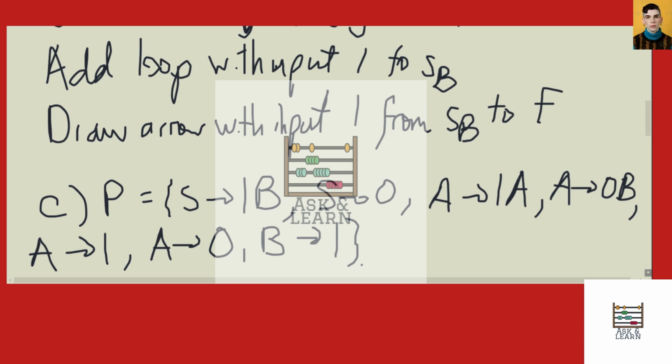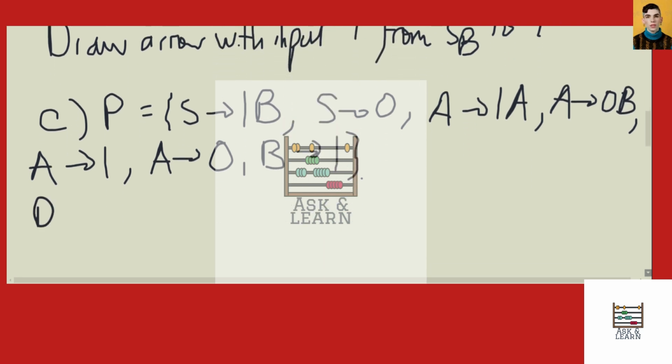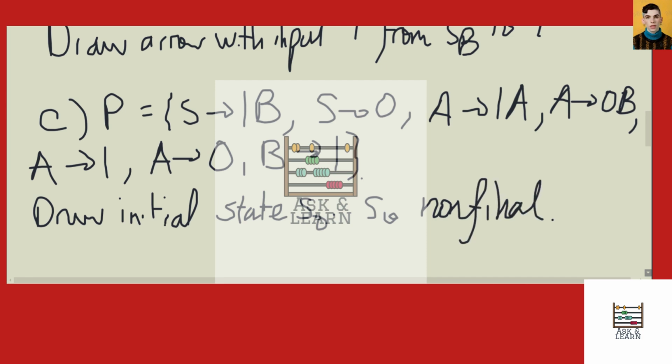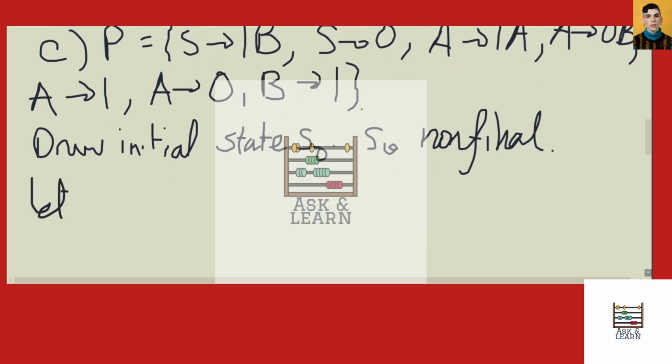And first, we're going to draw an initial state, S0. And this, of course, corresponds to the non-terminal symbol S. And we have that since S can be replaced by lambda is not one of the productions, it follows that S0 is a non-final state. Now, let F be the only final state.